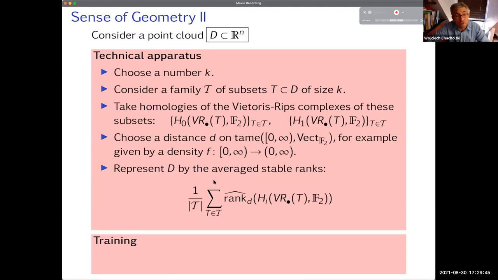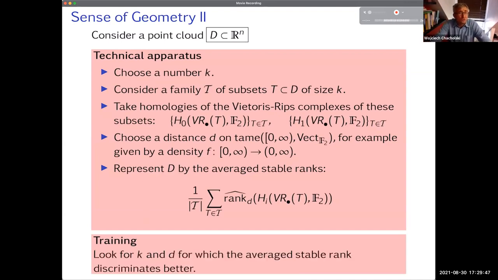So now, how would you train this? Well, you look for K and you look for D, for which the average stable rank discriminates better. Because last time I showed how to choose D, now let's look for various Ks. For example, if K is the number of elements of D, you don't get anything.